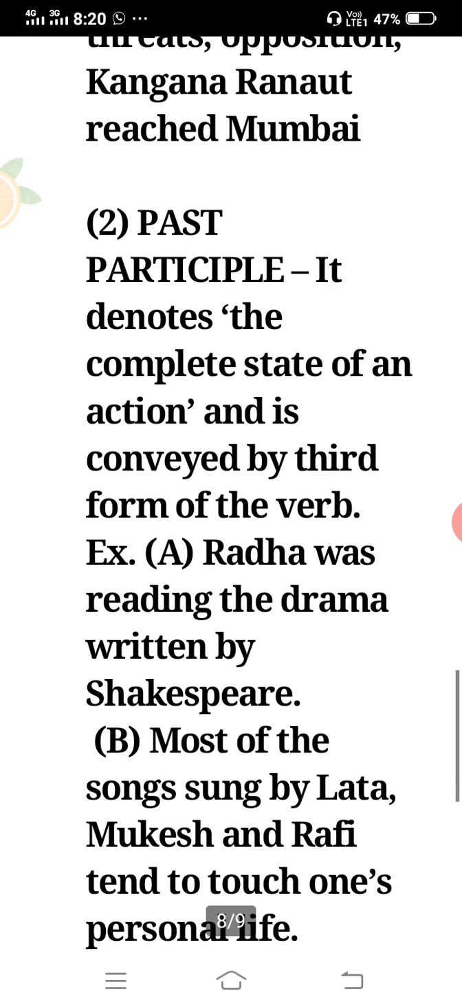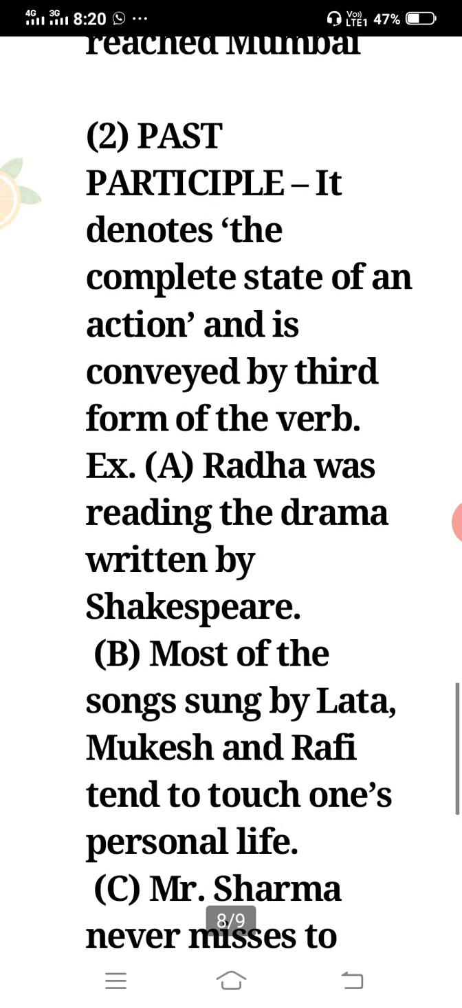Right. Now come to the past participle. What is past participle? As the present participle denotes the continuity of the action, the past participle denotes the complete state of an action. Here, no continuity, but the complete state. And this complete state of action is conveyed by the third form of the verb.